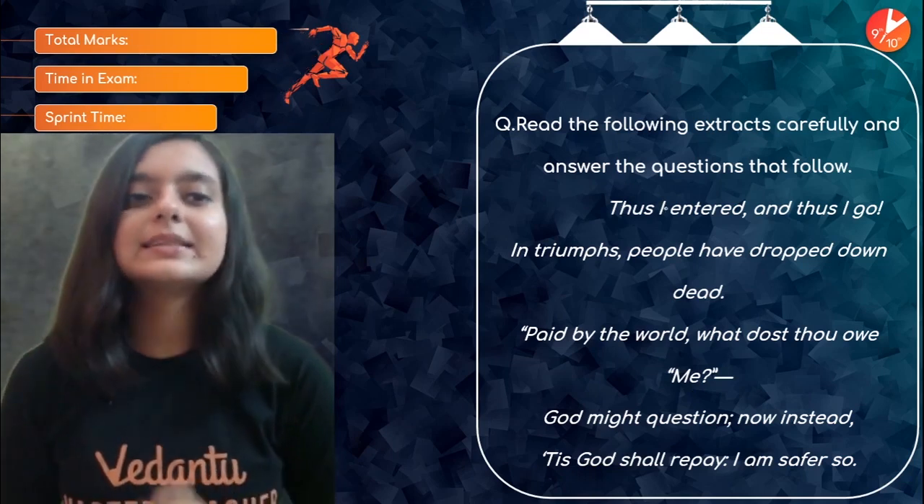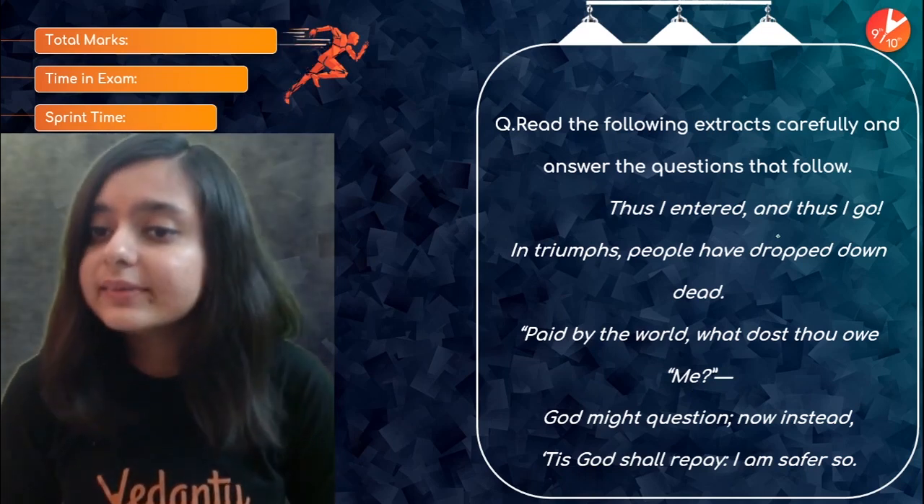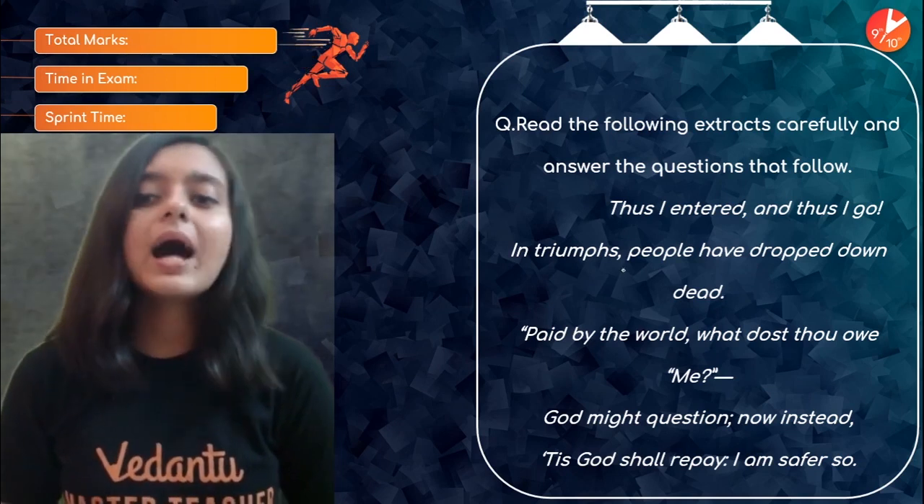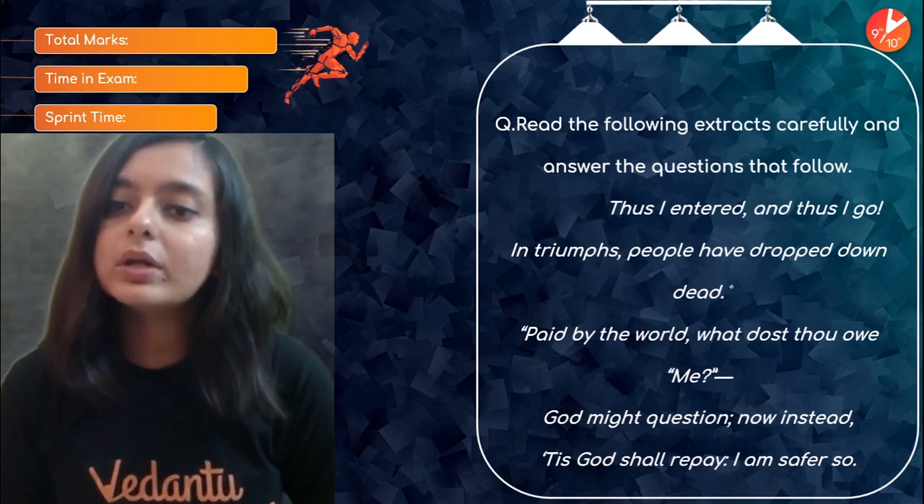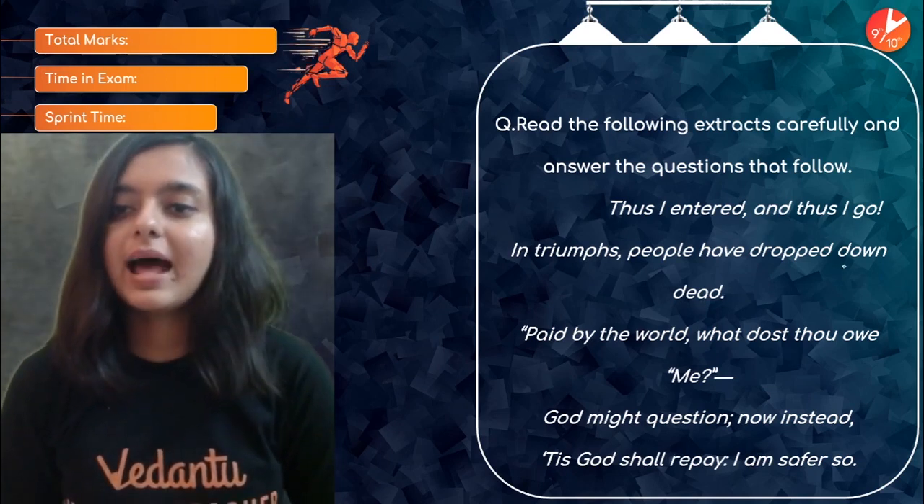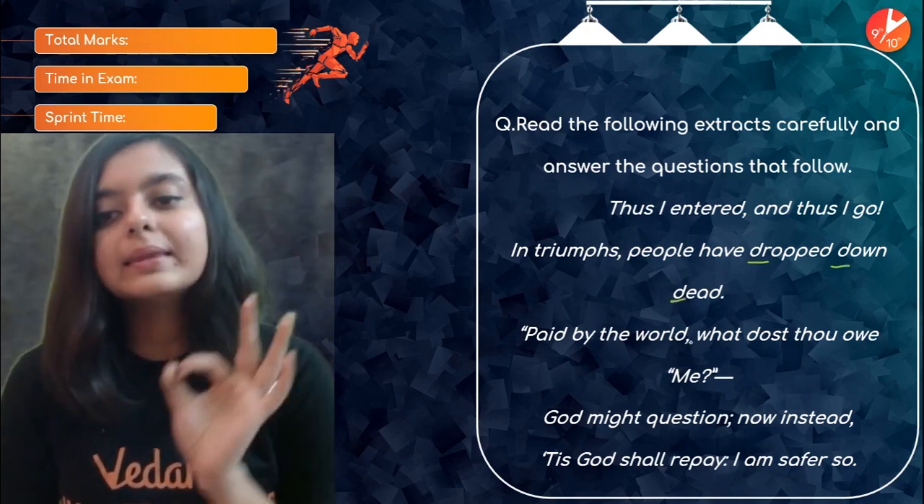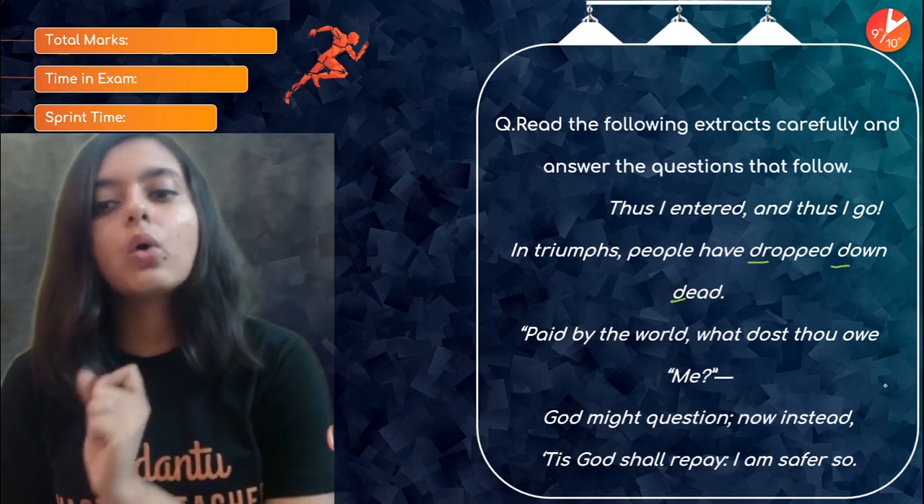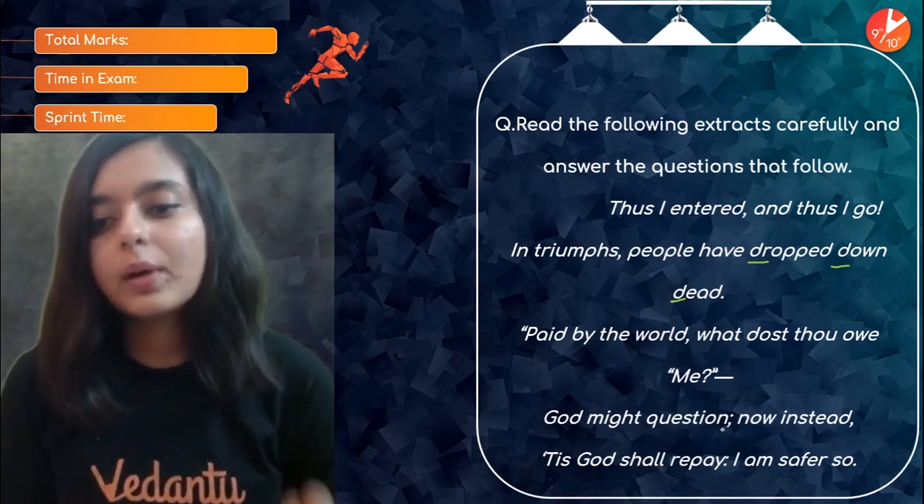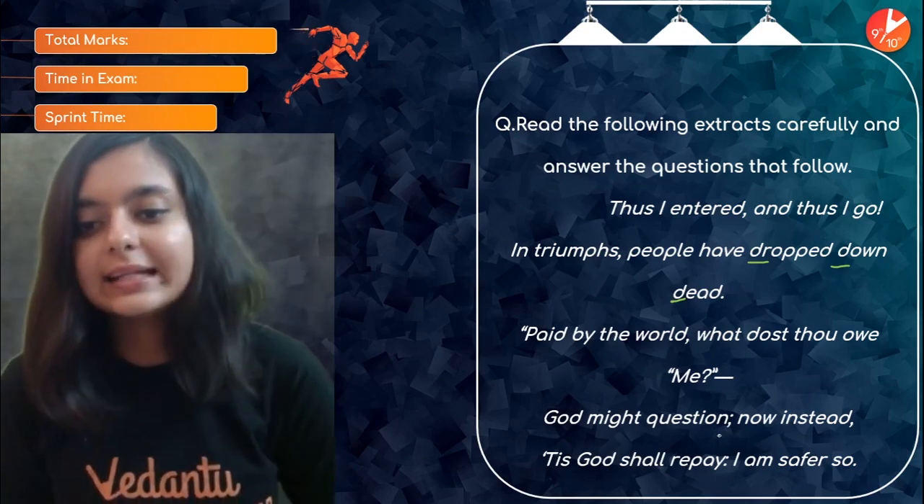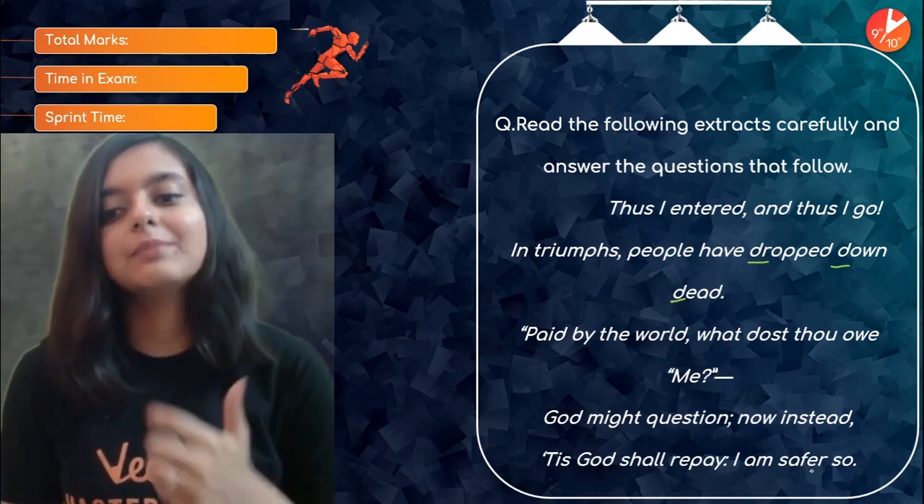Next and the final stanza, guys. Thus I entered and thus I go. In triumphs, people have dropped down dead. We have an alliteration, a very good example of alliteration here. Paid by the world, what dost thou owe me? God might question. Now instead, 'tis God shall repay, I am safer so.